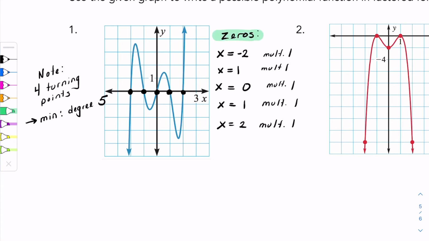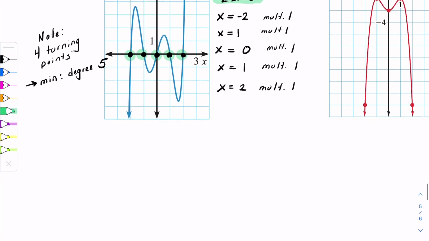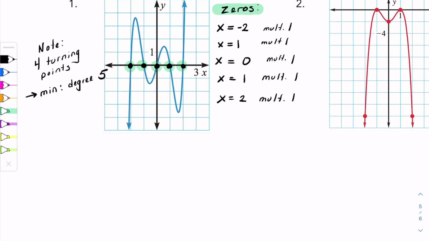So these are the zeros. It's where the graph crosses the x-axis. Remember, if it had a multiplicity of 2 or an even multiplicity, it would bounce or turn at that point. That doesn't happen on any of these. So once I list my zeros, I'm going to write a potential function. Now this might not be your final answer, it's just a potential graph.